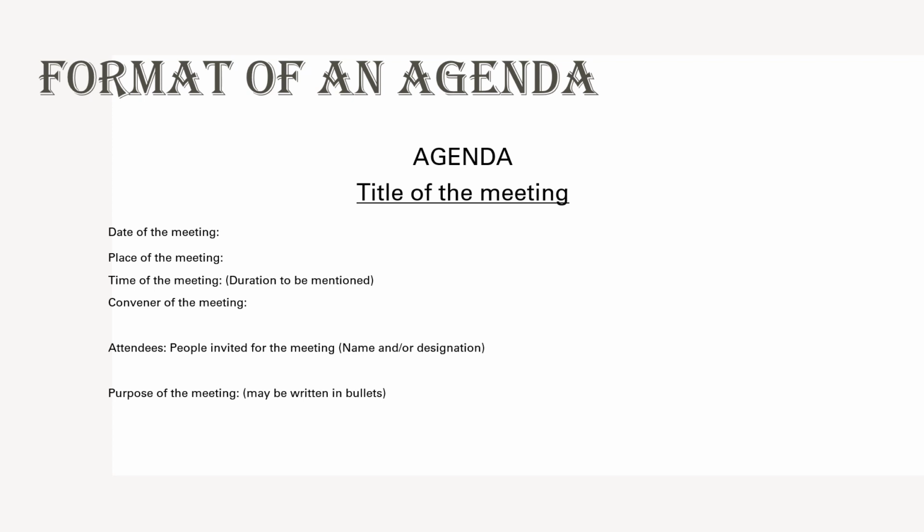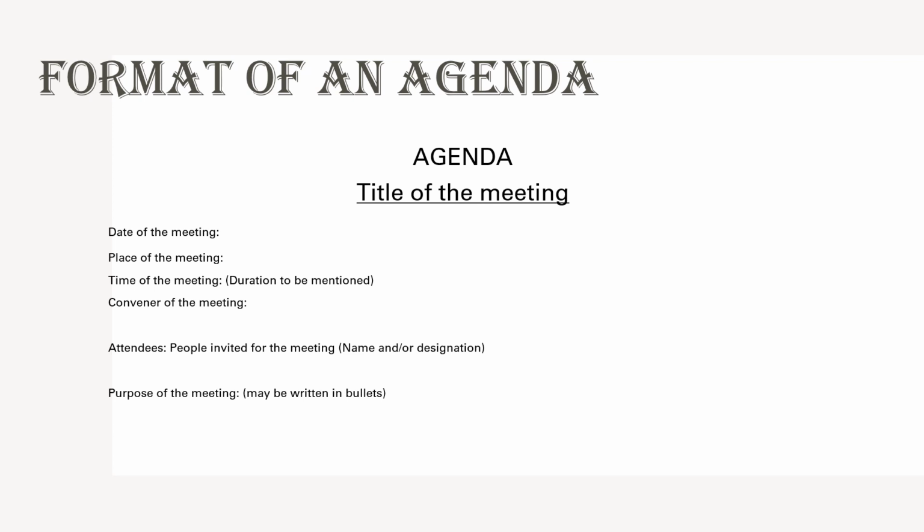Then the agenda also has a mention of who the leader of the meeting is. Convener here is who is proposing the meeting, who will be leading the meeting. So the name of the person has to be written. Also, if the person has a reputed designation and people know him or her, then you can write only the designation without writing the name. So that is at your discretion. You can write the name only if the person is well known, or only the designation, or both.